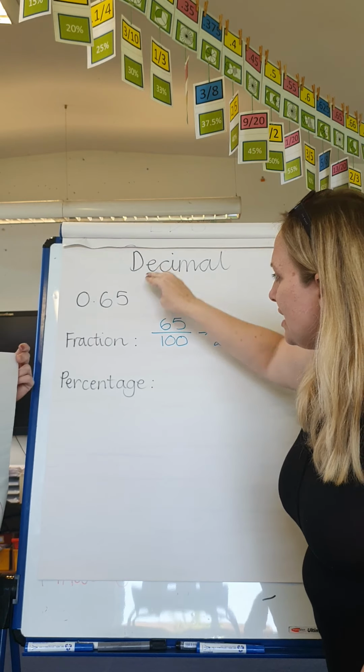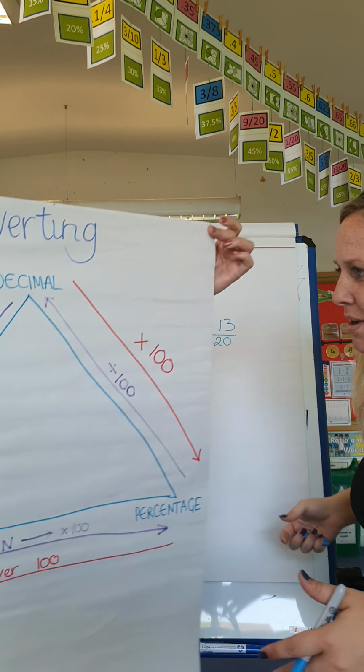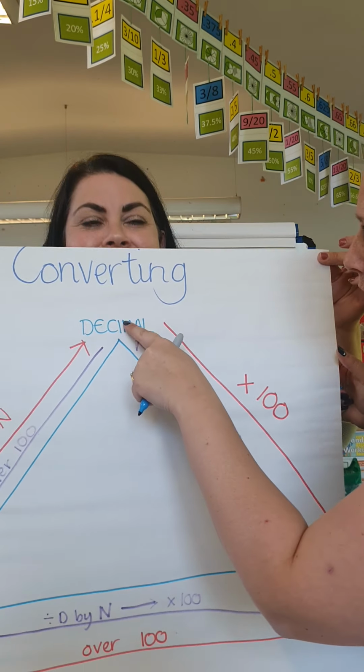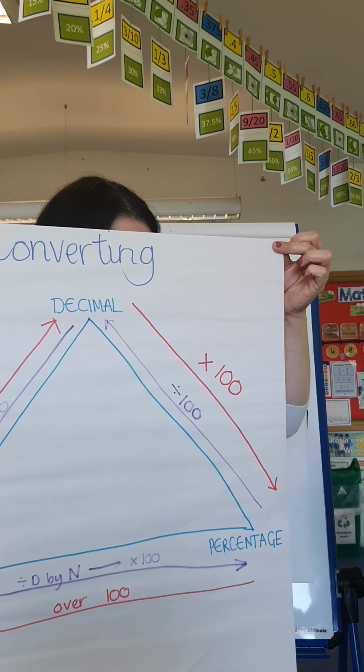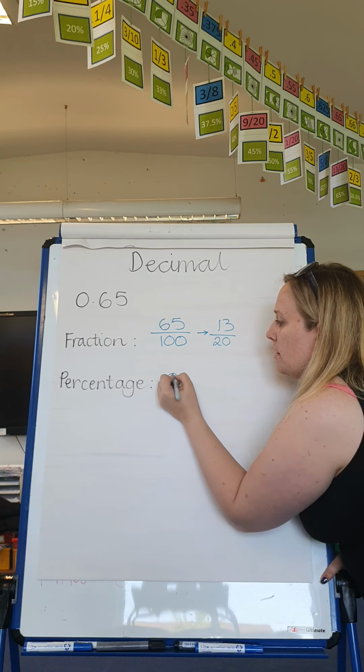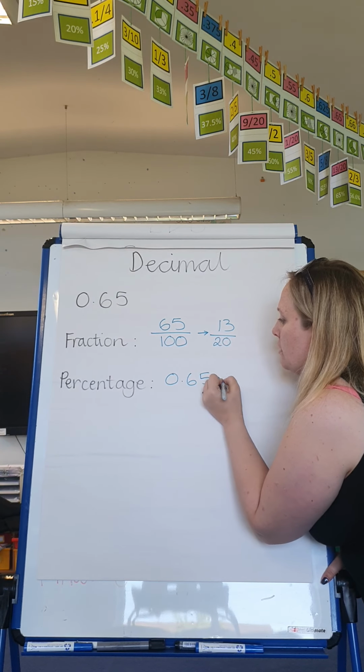Decimals. So, decimals into percentage. Bring back my chart, my glamorous assistant. So decimal into percentage. I just need to times it by 100. So 0.65 times 100.